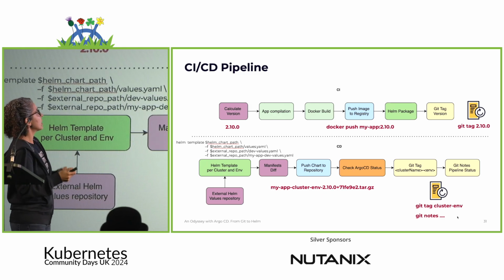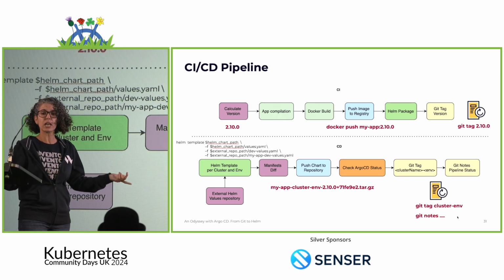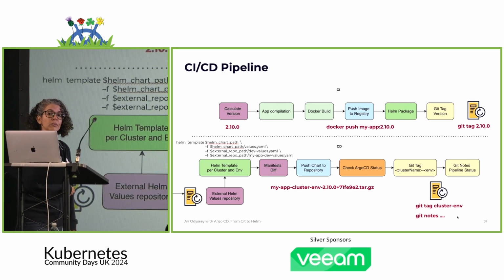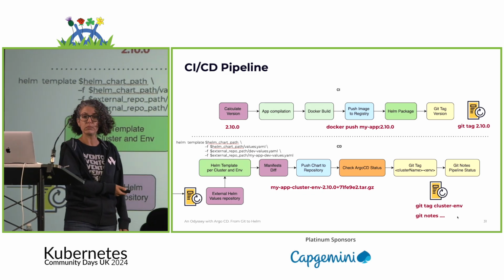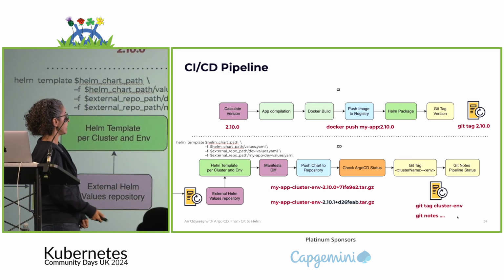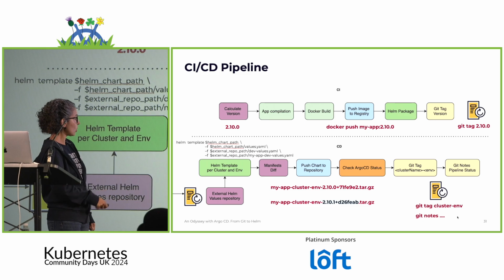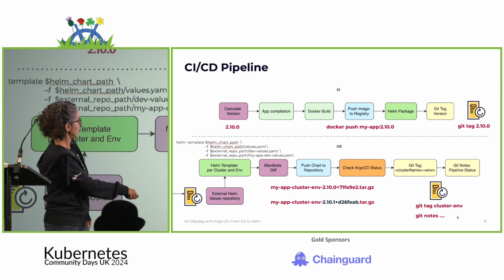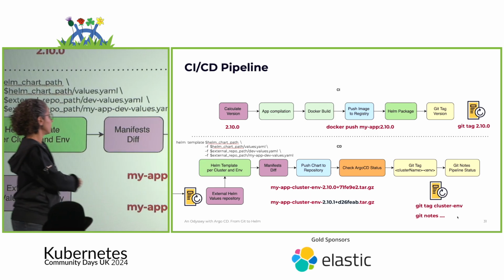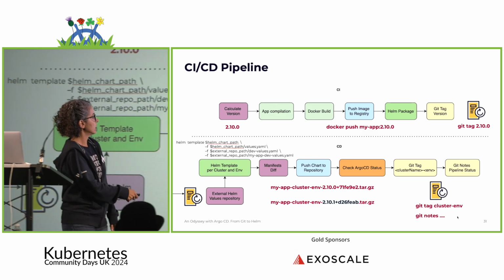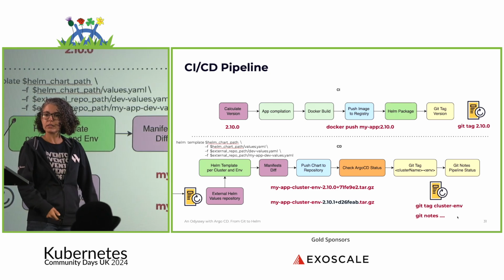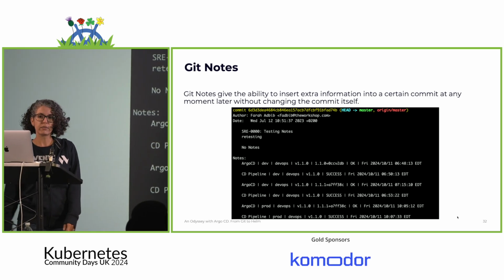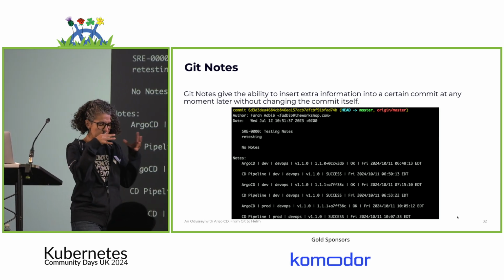So now, whenever I want to change the number of replicas, I just need to commit into this external Helm value and trigger the CD pipeline. This will generate a new version with the revision bumped up. Then we add the commit hash of this new commit. And simply, that's it.